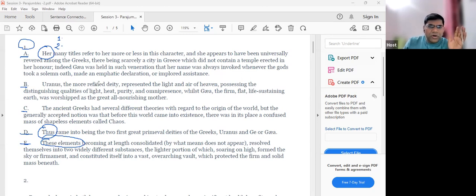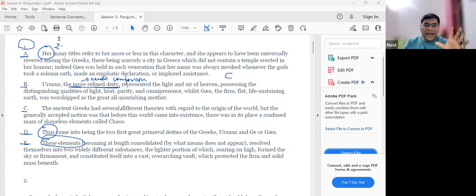B says Uranus, the more refined deity. You know, this also creates a problem for me. This needs comparison. Yes or no? More refined in comparison to whom? So you need to introduce that element first, and then this sentence will come. So out of all the sentences, I know that sentence C is going to be my opening sentence.